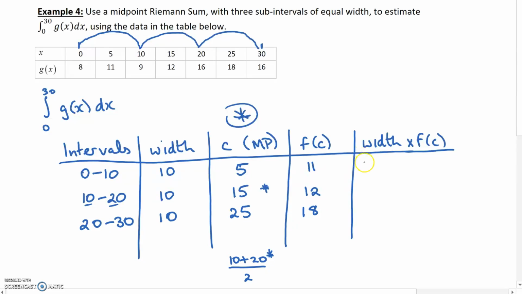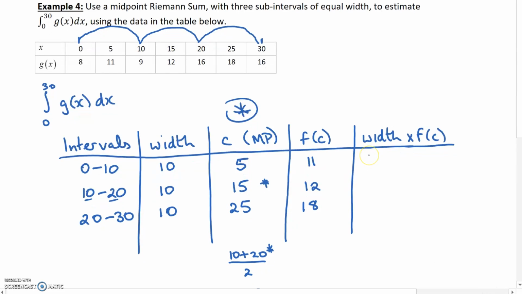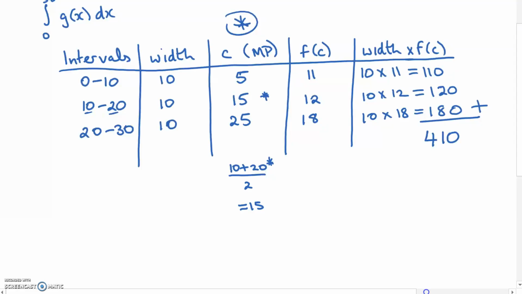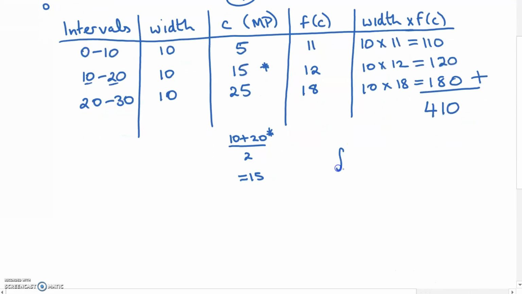Now, again, we do width times f of C. That's the same for right hand, left hand, and midpoint. So the width is 10 times 11 is 110. Then we have 10 times 12, which is 120, obviously. And finally 10 times 18, which is 180. We add those up, and we get, is it 410, I think? Yeah, 410. And therefore, that's our answer.